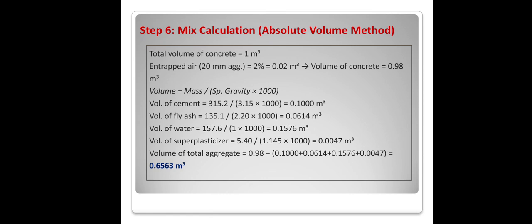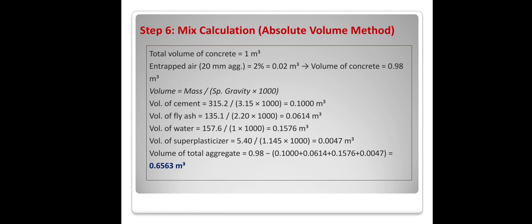Step 6 is the calculation of mix based on absolute volume method. Starting with 1 meter cube of concrete, we subtract 2% for entrapped air with 20 mm aggregate, giving us 0.98 meter cube. We can then find the volume of each component.